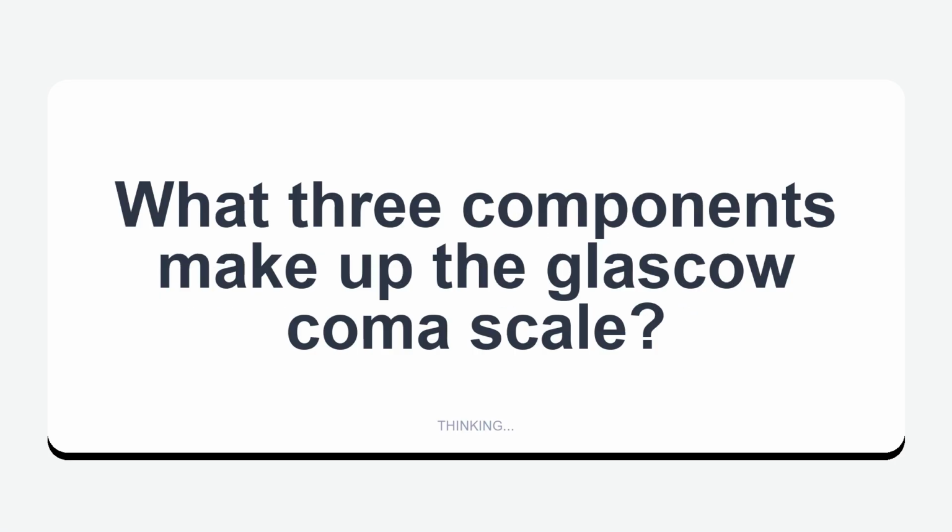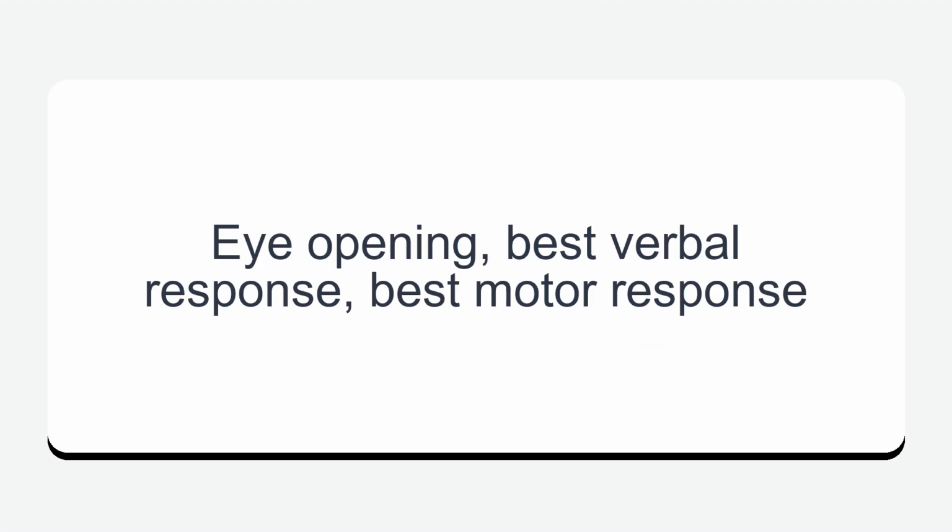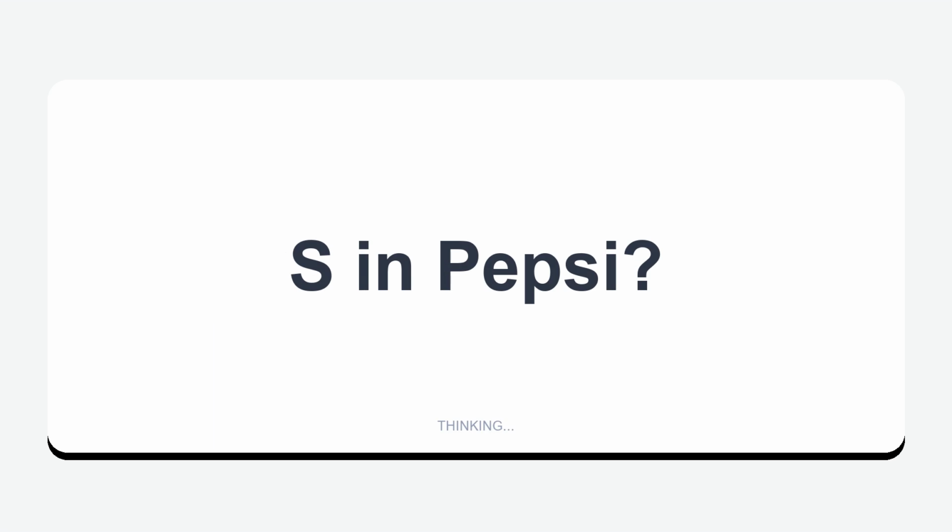What three components make up the Glasgow Coma Scale? Eye-opening, best verbal response, best motor response. S in PEPSI: skin moisture, temperature, color.